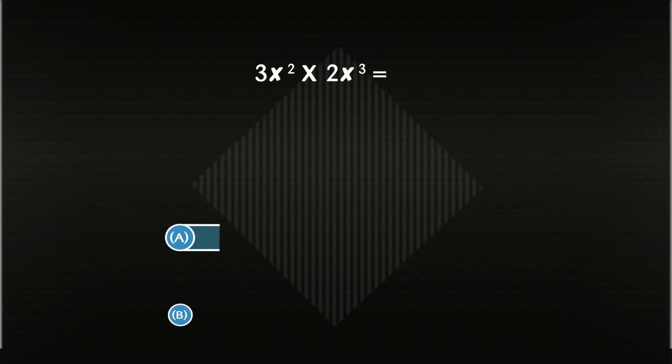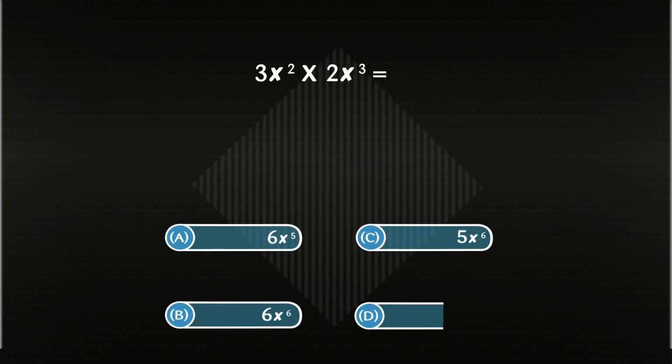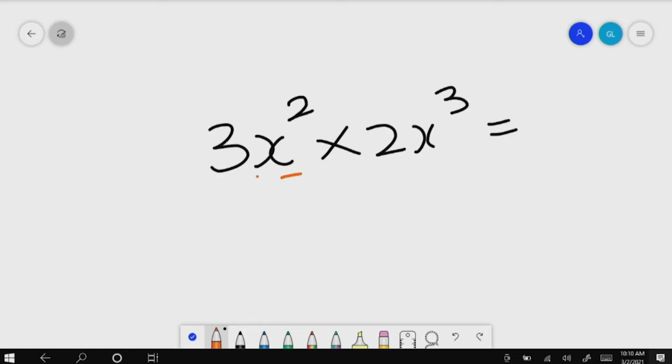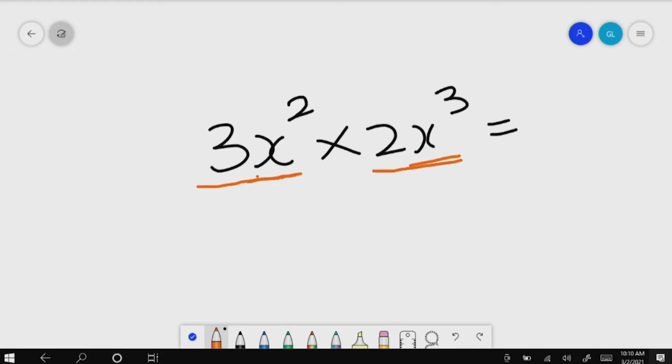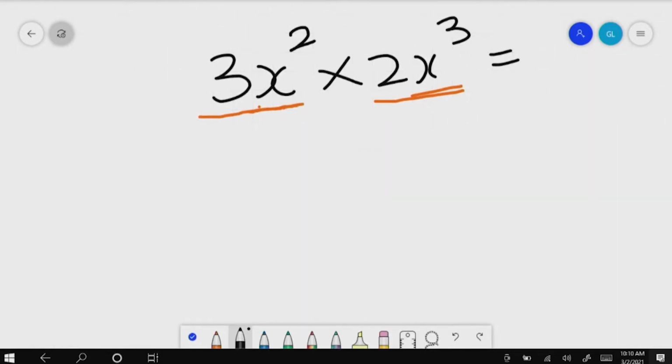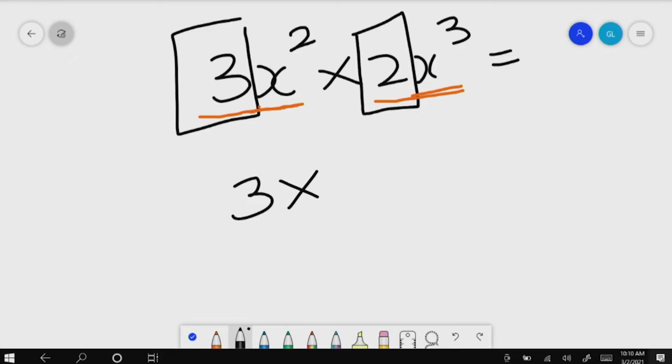3x squared times 2x cubed equals. In this question, we have two algebraic quantities multiplying by each other. Here we'd have to apply laws of indices to show the multiplication of the algebraic terms. However, we have coefficients of these variables. So what we do, we take the 3 and the 2, the coefficients of those algebraic terms, and multiply them.